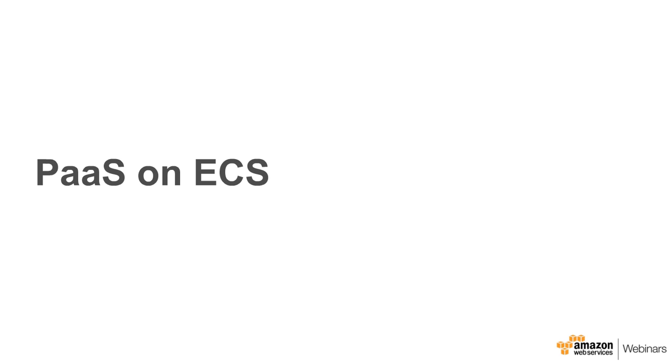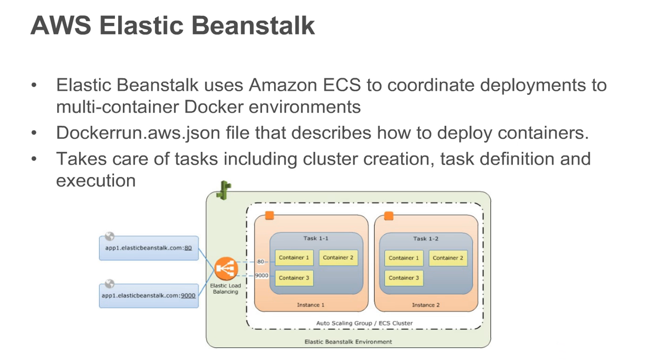Now let's move on to some of the platform as a service, or PaaS, services that are built on top of ECS. We'll start with AWS Elastic Beanstalk. Elastic Beanstalk is a deployment service that automates capacity provisioning, load balancing, auto-scaling, and health monitoring of your application.